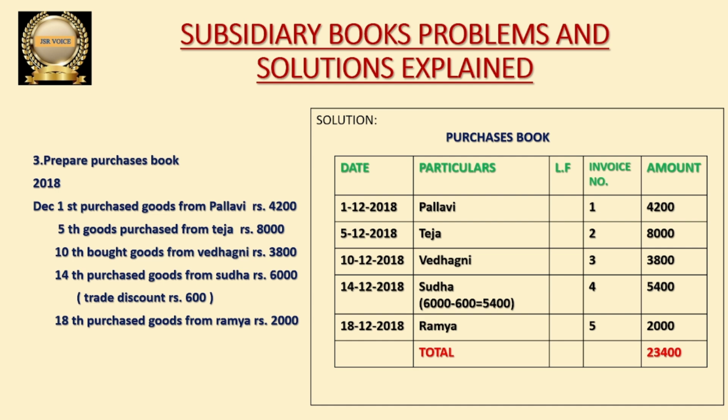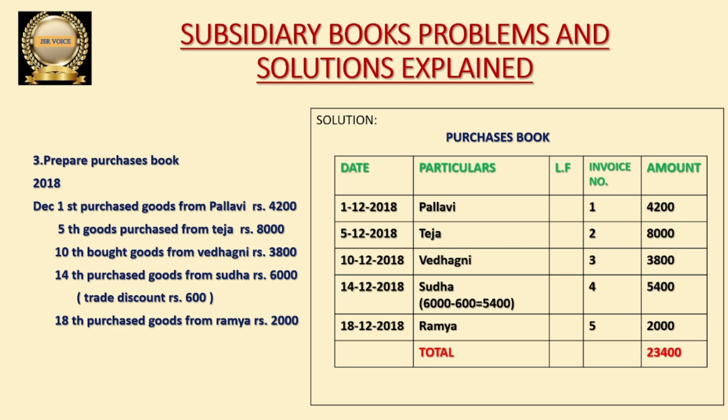Let us see next transaction, that is December 5th. Goods purchased from Teja, rupees 8000. Here goods purchased, goods only they are purchasing, not assets. One condition satisfied. From Teja, Teja name is given. Second condition satisfied. We don't have cash word here, so it is not cash purchases, it is credit purchase only. So third condition also satisfied. We can record.